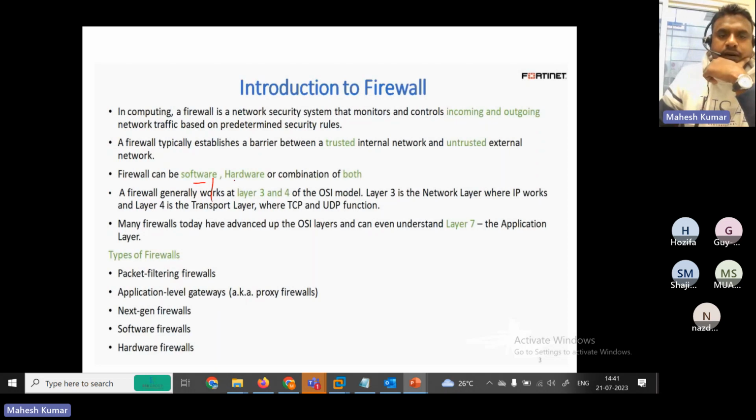A firewall can come as software, hardware, or a combination of both. A combination of both means this is hardware, like when we purchase a 40F model or 60F or 100 or 90 model, right? This firewall comes with software and hardware. The box is hardware, and under this we have some image like an operating system, firmware. So it comes with both.